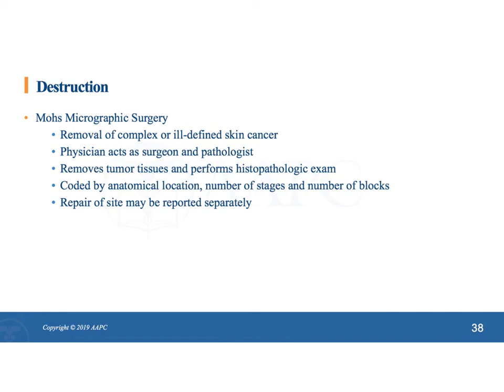We would code 17311 for the first stage, and that code also covers up to 5 blocks. So we only had 4, so we are good. The second stage is covered with the code 17312. There was 4 blocks there, and that code covers up to 5. So that is the only 2 codes we would need here. Now if we did a repair, we would need to go to the repair section and code that as well. However, in this example, we are not doing a repair.